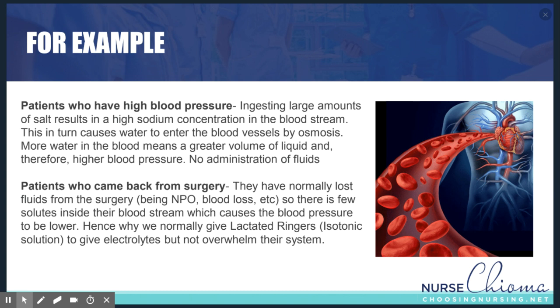Because what we want to do with the isotonic is we want there to be an evenness, right? We want to replenish them with more electrolytes, but at the same time, we don't want to overwhelm their system with too much fluid. Otherwise, what will happen? It will burst, or it will shrink too much, which is really bad. So remember, when they come back from surgery, most of the time, because of the anesthesia, they're throwing up, they're vomiting. This is the reason why we're going to give them the LR. This is why you would expect certain things.